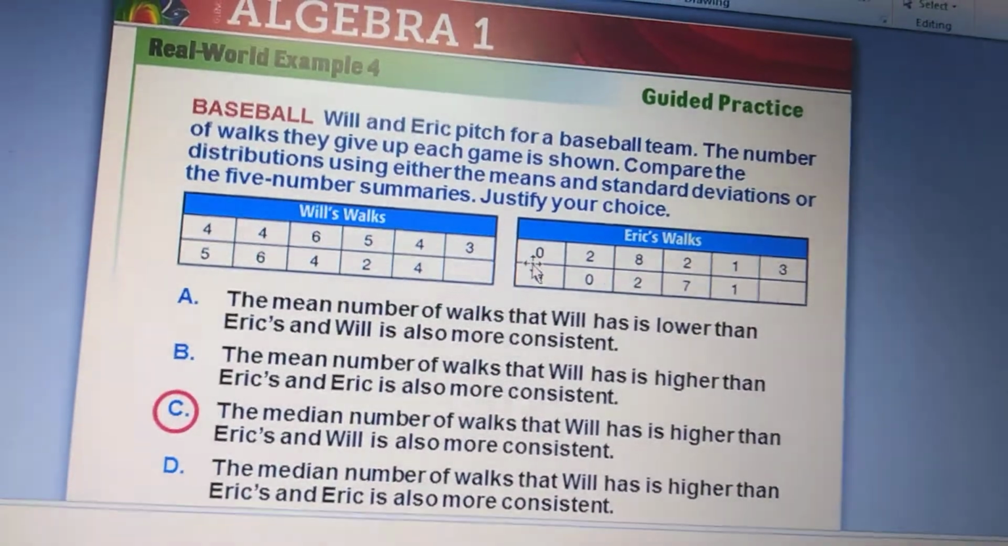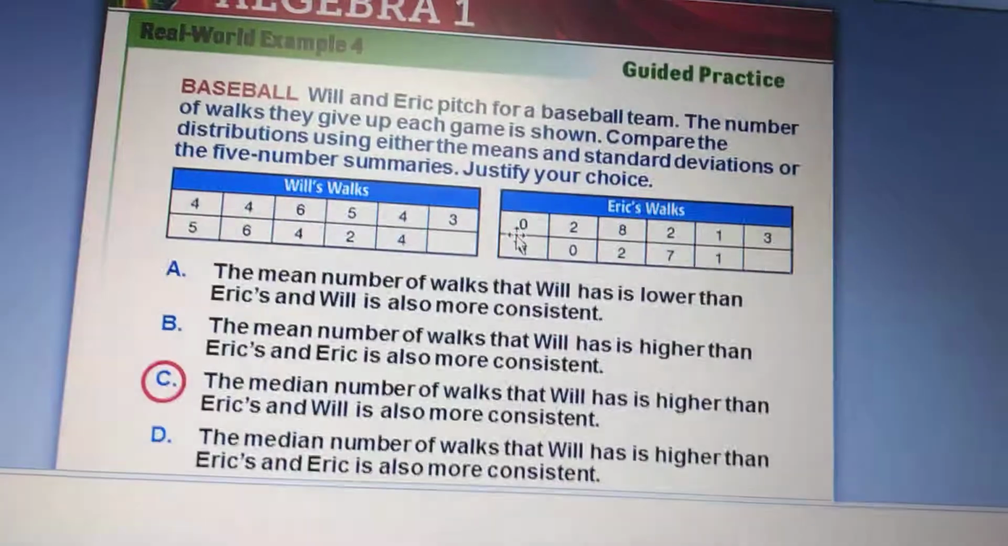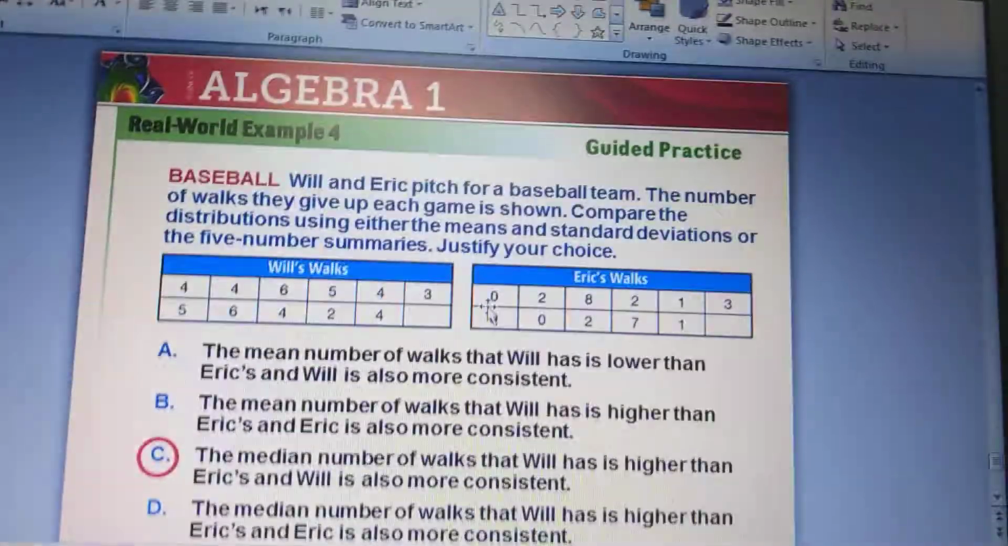This is guided practice also. All of them are solved. Like this, we finish our lesson.